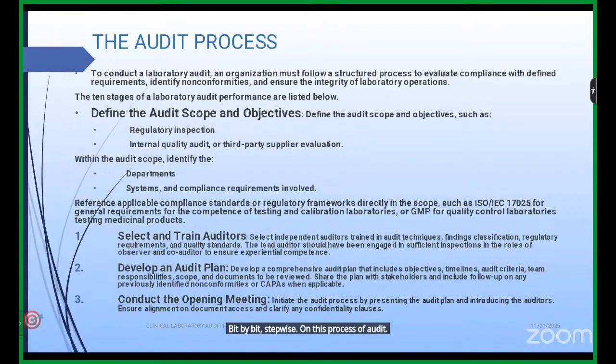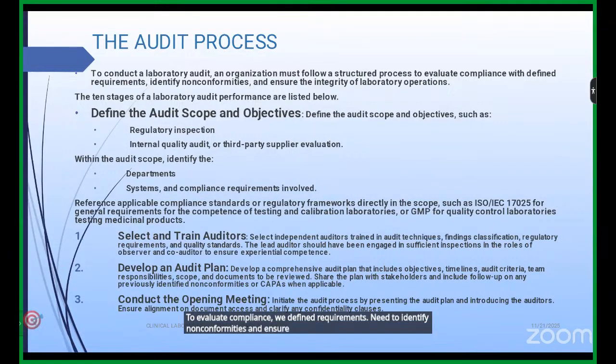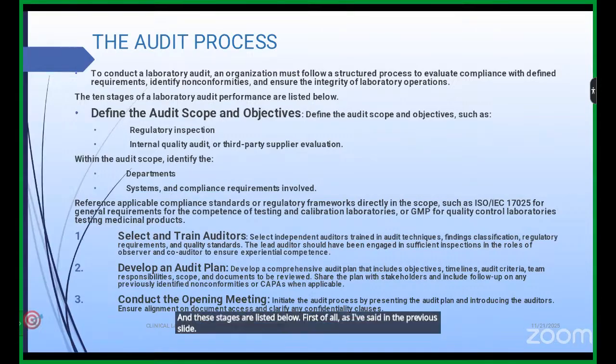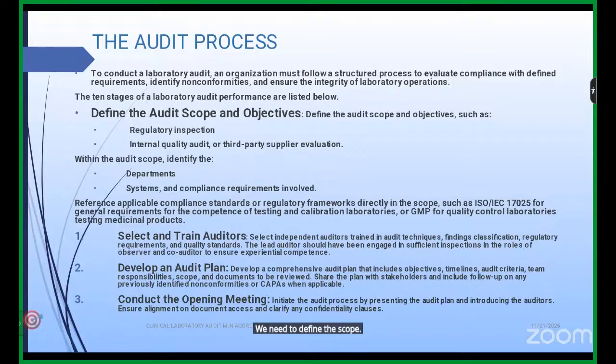To conduct a laboratory audit, an organization must follow a structured process to evaluate compliance with defined requirements. You need to identify nonconformities and ensure that integrity of laboratory operations is ascertained. There are 10 stages in laboratory audit performance, and these stages are listed below. First of all, as I've said in the previous slide, we need to define the scope of an audit. This scope contains objectives.